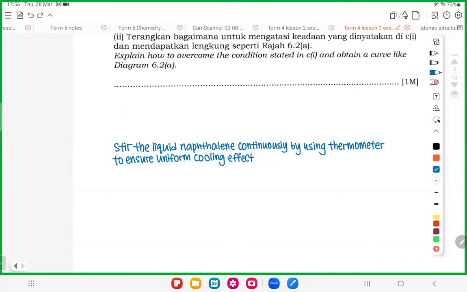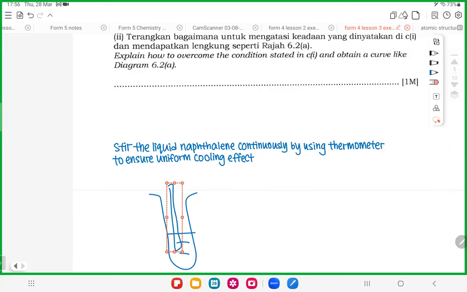How do you stir? Stir continuously. You don't go, oh, I just stir. This is the naphthalene, this is the thermometer, I stir for 2 seconds, I stop, I don't want to, lazy already. No. So you cannot stir for 2 seconds. You need to continuously stir the whole thing during the whole cooling process. Continue to stir, stir, stir until the whole thing finishes.